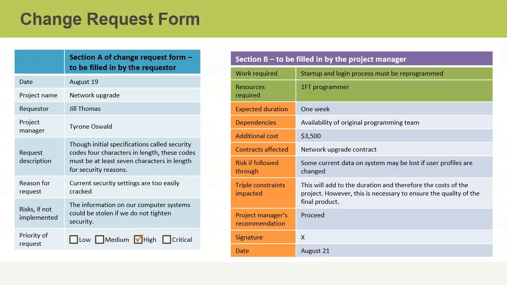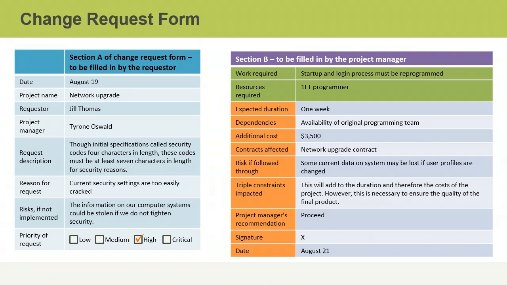Here is an example of a change request that takes project constraints into account. The first section of the change request form is completed by the stakeholder requesting the change, also known as the requester. In the request description section, the stakeholder describes the change she wants to be made, the reasons for the request and the risk it will address, and the request's priority or level of importance.